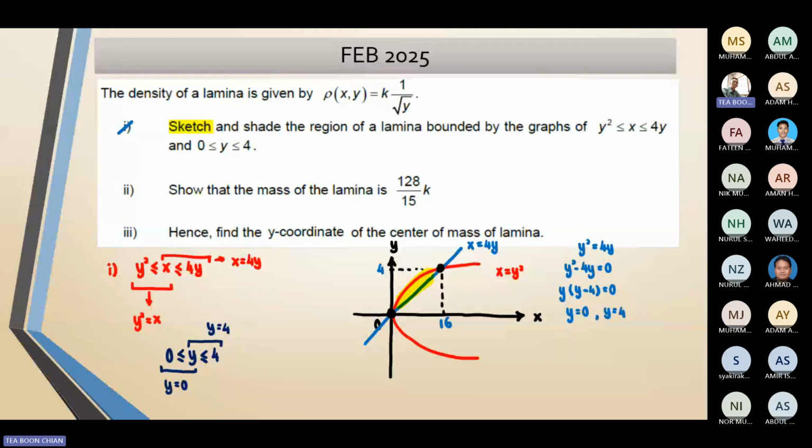Now, you don't have to worry. Most of the time, it has nothing to do with the integration of the mass of lamina. This bounded region, you do not actually need to know to compute the mass of the lamina, because the interval of x has been given, and the interval of y has already been given. So you just need to plug everything into the double integral.